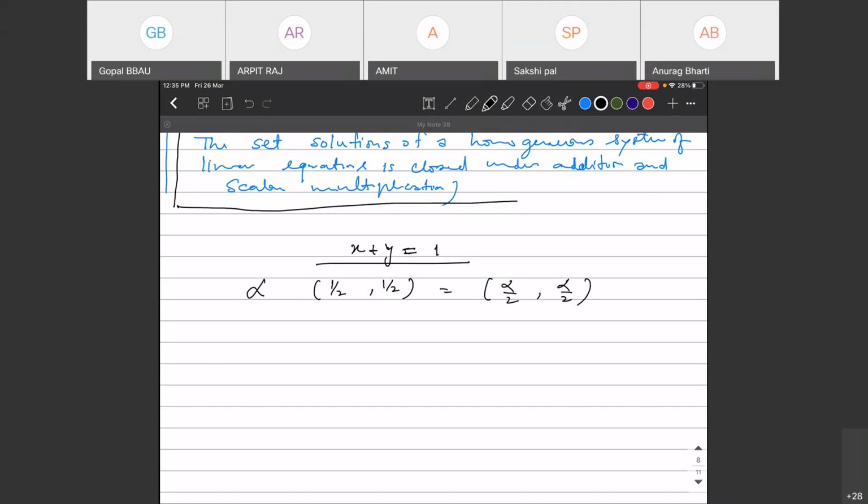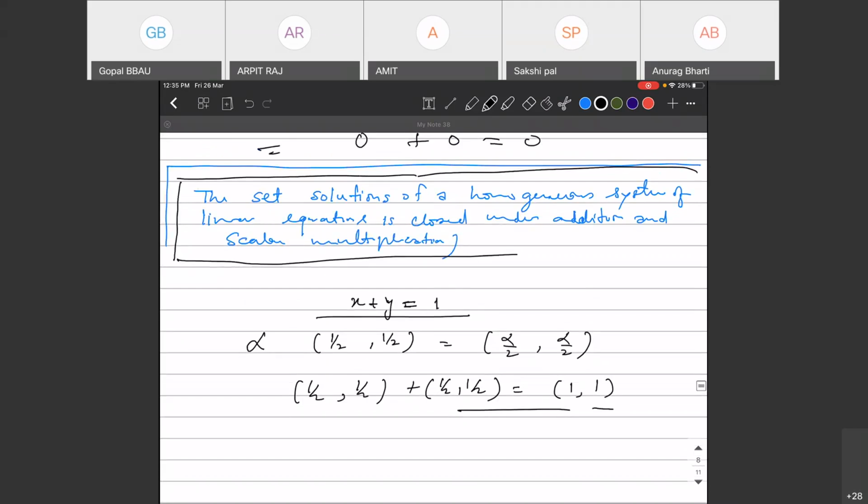Second thing, if I take this sum, then it comes to (1, 1), and we see this is not a solution of this equation again. Correct or not? Correct. So this means this statement is not correct for a non-homogeneous system of linear equations.